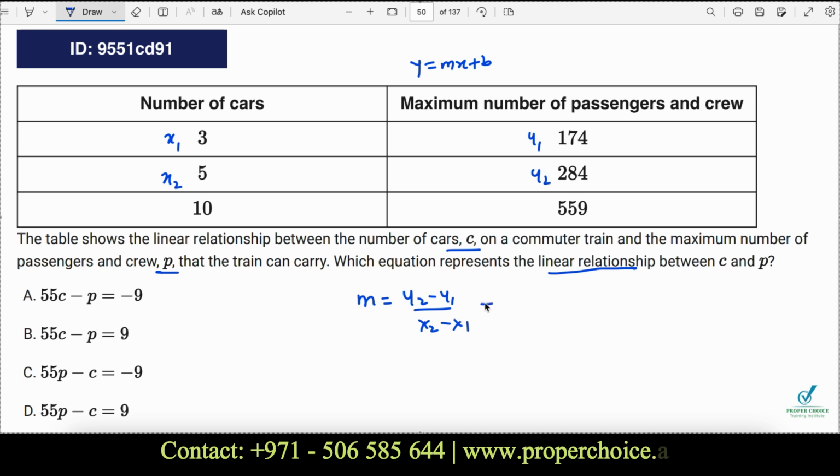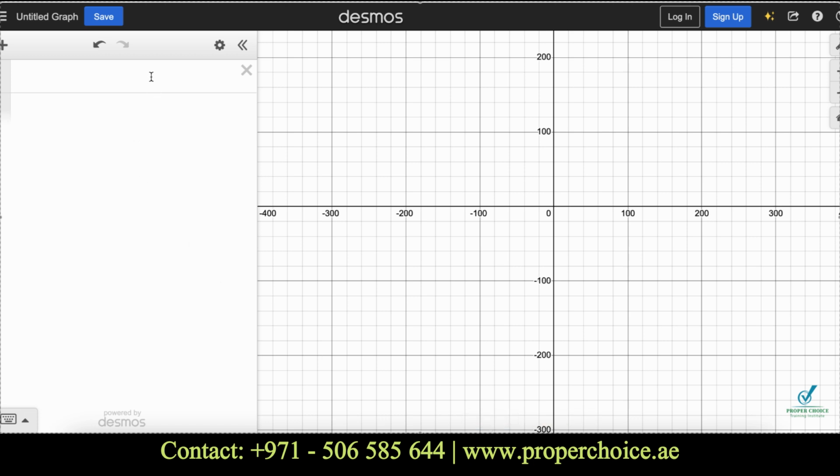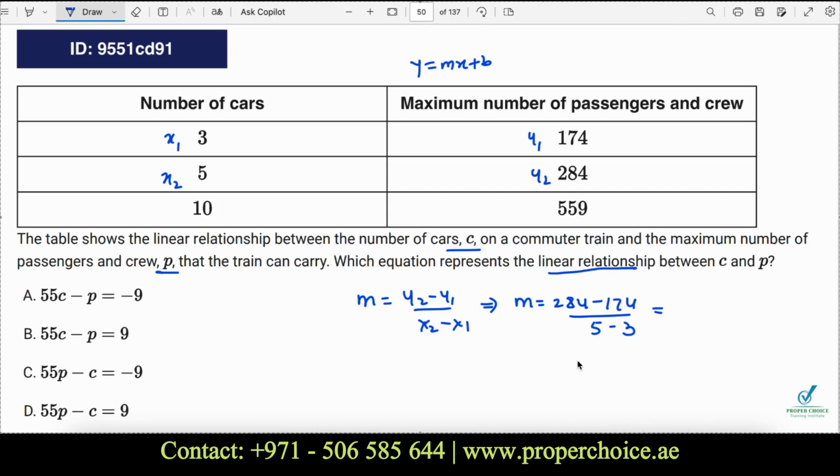Substitute those values and check. It's going to be 284 minus 174 divided by 5 minus 3. So what value are we going to get? Just type it in Desmos: 284 minus 174 divided by 5 minus 3. I'm getting 55. So the slope is 55, and your equation becomes y equals 55x plus b. Later I will relate it with P and C.